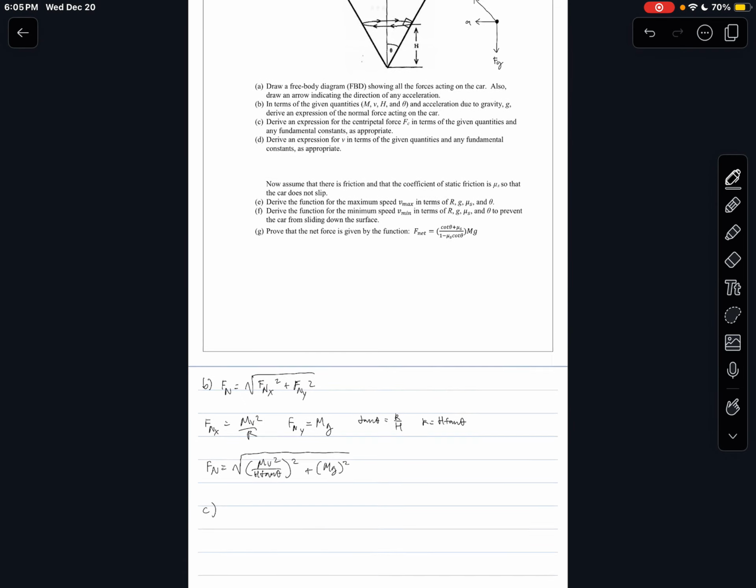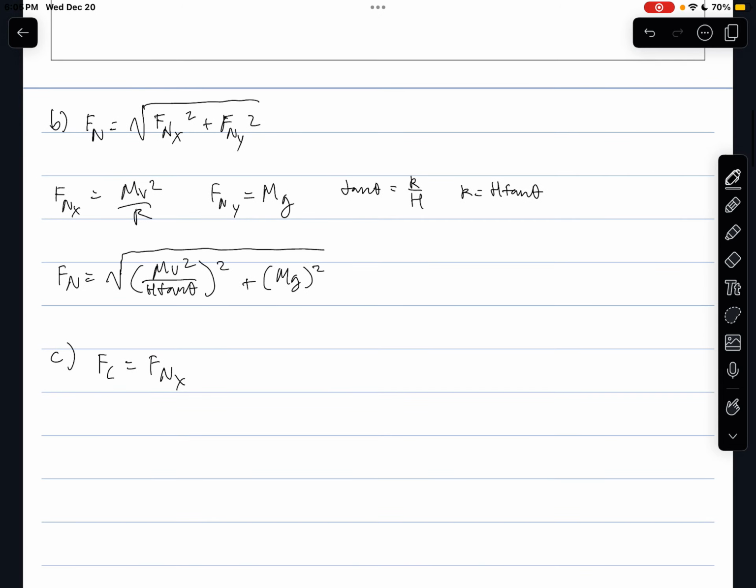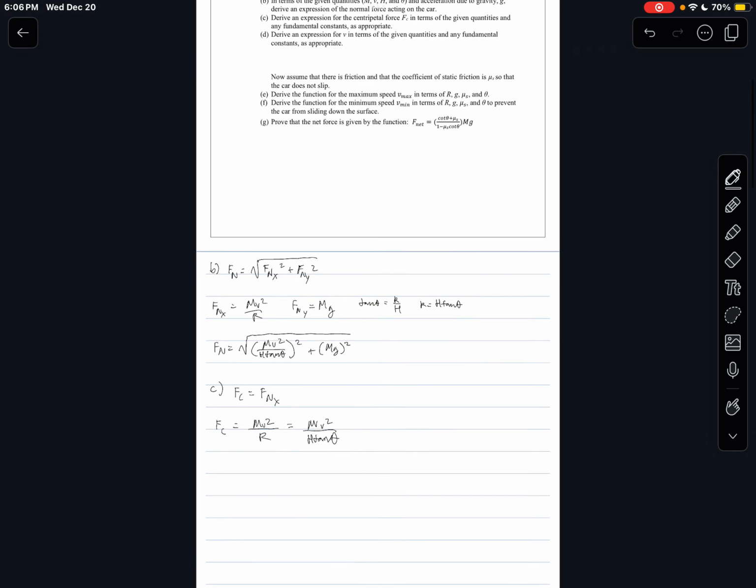And then for C is just like I said before. To find the centripetal force, you just need to know the Fnx. So centripetal is going to be Fc equals Fnx. Fc is going to equal mv squared over r, which equals mv squared over h tan of theta. And that is how you find the Fc for part C.